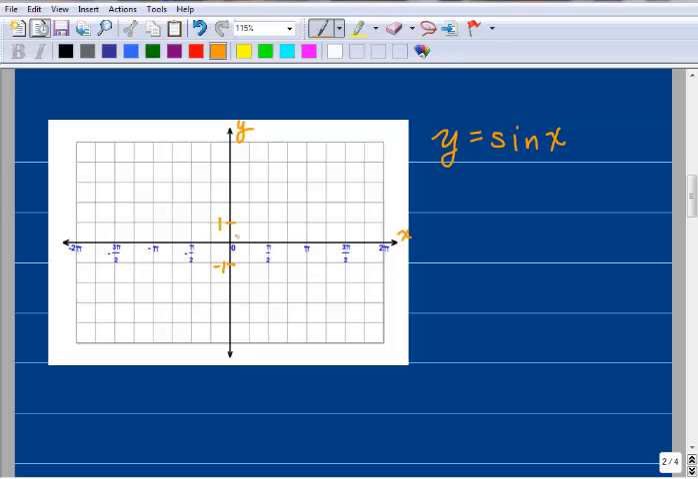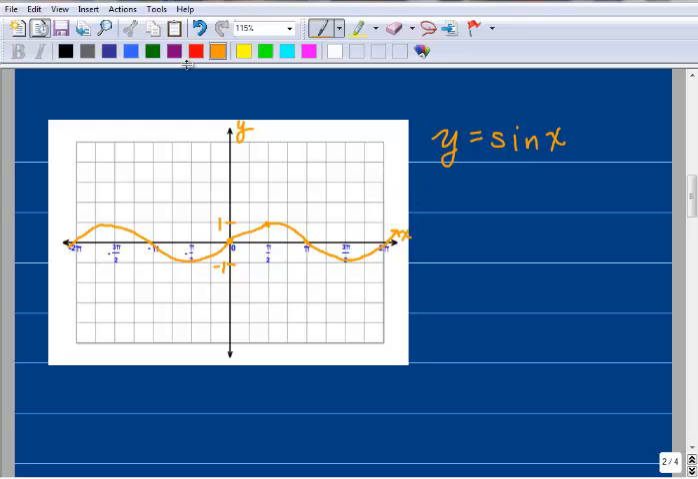we showed that that graph starts at 0, 0. It reaches its maximum value of 1 at pi over 2. It comes back through the axis at pi, reaches a value of -1 at 3 pi over 2, and it ends up back at 2 pi, and then continues that pattern. And I can continue the pattern backwards if I want, like so.